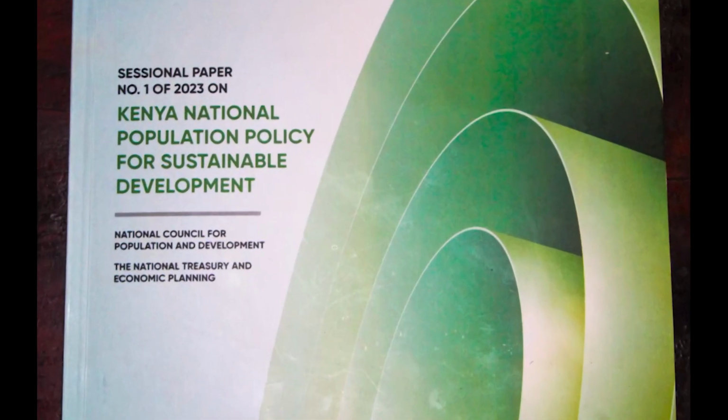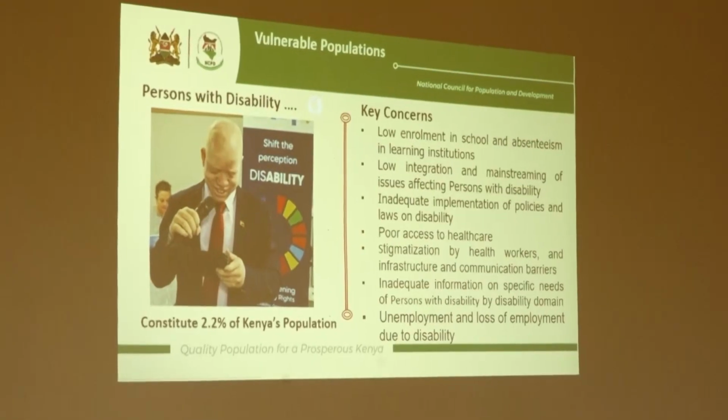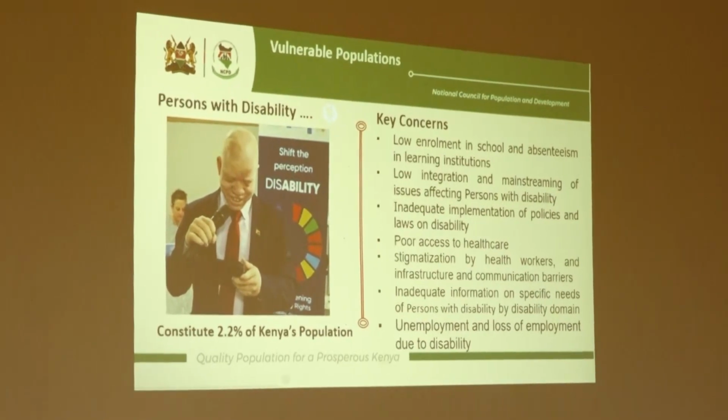The Sessional Paper Number 1 of 2023 on Kenya National Population for Sustainable Development places an obligation on the national and county governments, as well as residents of Taita Taveta, to meet commitments on population and development during the county dissemination of the policy to residents and leaders of Taita Taveta. The question at hand is how to relate population and development.